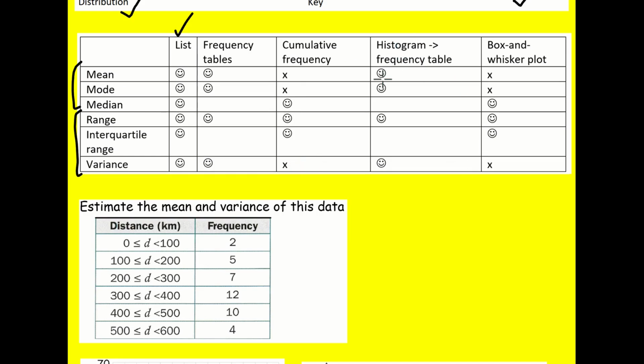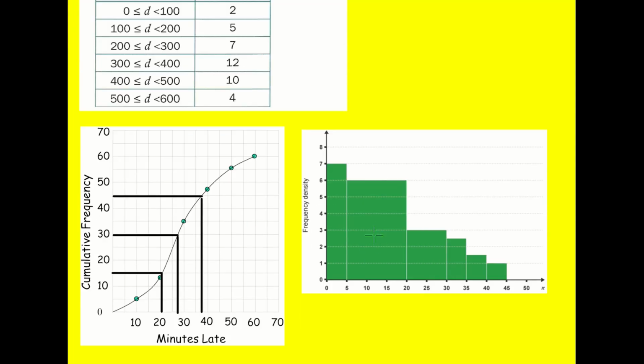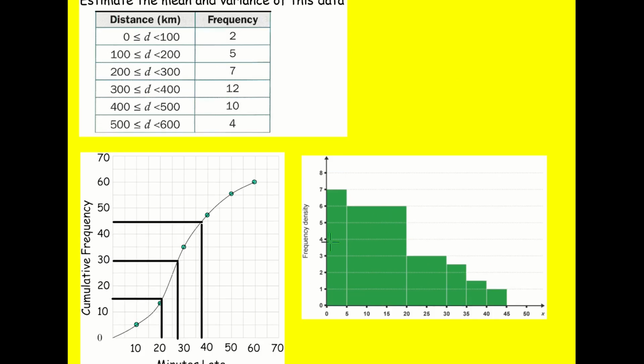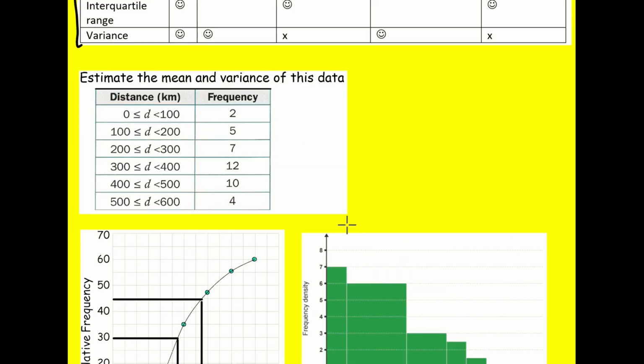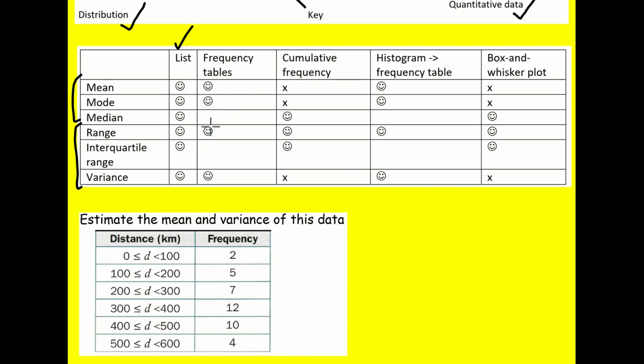Similarly, you could do the same for histograms, because if you've got your histogram, you can get back to the frequency table. We've got a group from 0 to 5, we've got a group from 5 to 20, so that gives you your groupings here. And then if you find the area, 5 times 7, 35, that will give you a frequency for that group. So it's possible, again, to revert back to the frequency table for the histogram and hence find all of these things here.